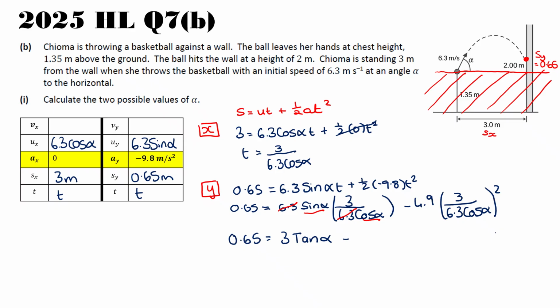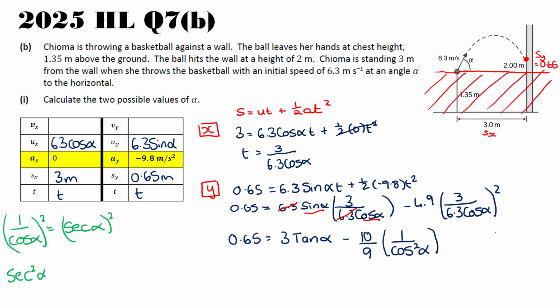And that's going to give us minus 10 over 9, and then that's going to be 1 over cos squared alpha. So going back to page 13, we're told that 1 over cos alpha is actually sec alpha. So if I square both sides, that means sec squared. And again, if you look at page 13, we have sec squared is 1 plus tan squared alpha. So it's up at the top right hand corner. So that's the substitution we're going to do. We're going to replace that 1 over cos squared with 1 plus tan squared alpha.